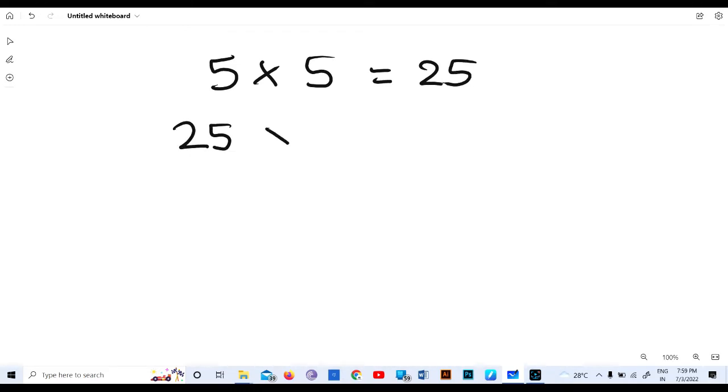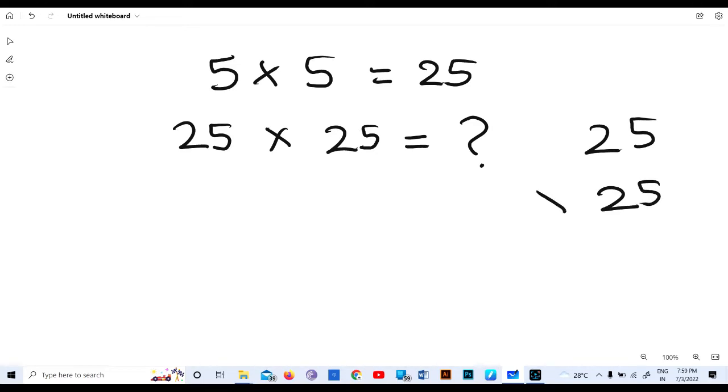Let's start this. You know 5 times 5 is equal to 25. And do you know the answer to 25 times 25? You have to write this as one calculation, but I'll tell you easy steps.